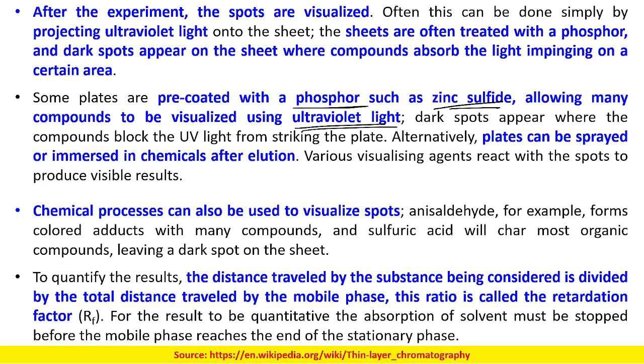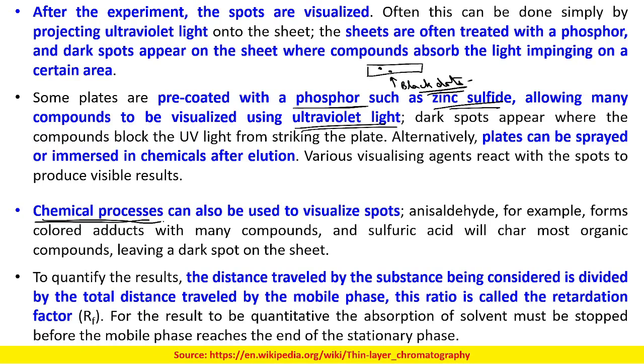Okay, so what you can do is, after you have run the TLC plate, you put it into the UV chamber, and since these phosphors are present all throughout the plate, the whole plate will be glowing, and where your analytes are present, they would be appearing as black dots. So they will be appearing as black dots. Okay. Otherwise, what you can do is use some chemical processes.